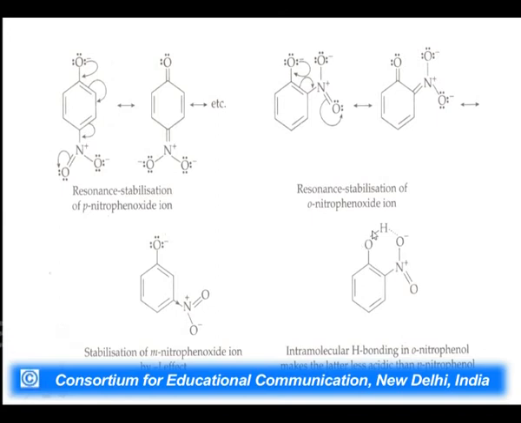Why? Because, as I have already told you, when these two groups are present at the ortho position, intramolecular hydrogen bonding takes place. And because of this intramolecular hydrogen bonding, the elimination of this H plus, or this deprotonation reaction, becomes difficult. Hence, the order of acidity of phenols is para-nitrophenol, where minus I as well as minus R effect is effective, followed by ortho-nitrophenol, then meta-nitrophenol, and finally phenol is least acidic.